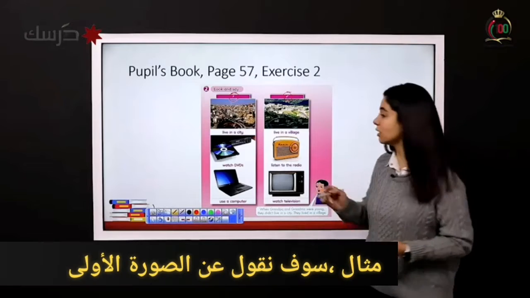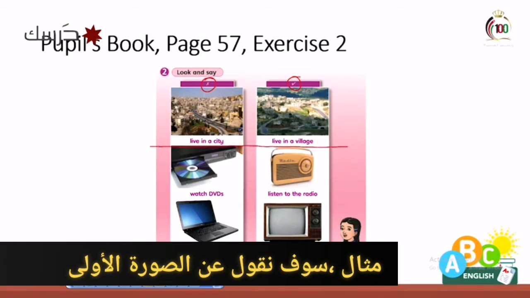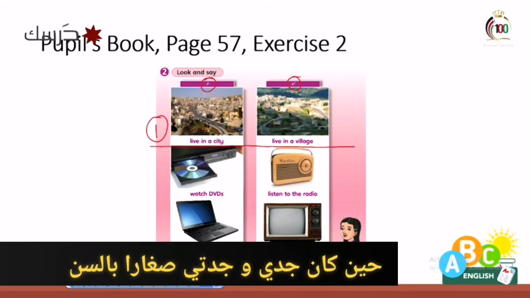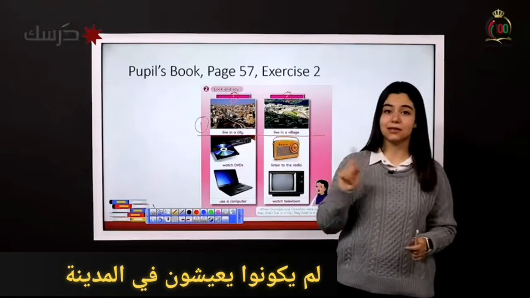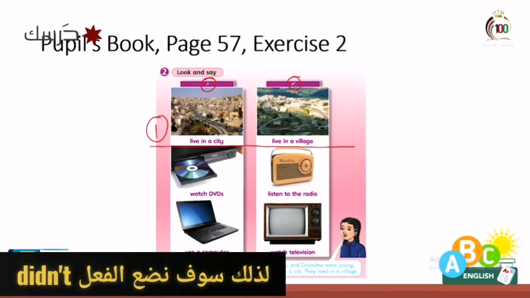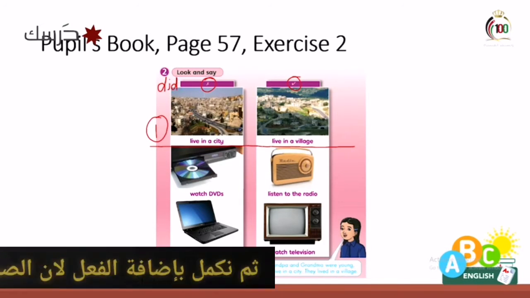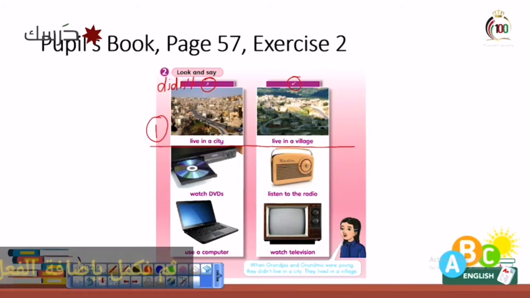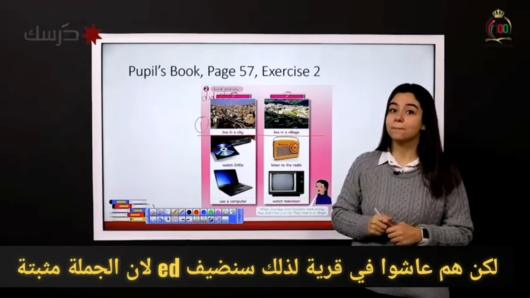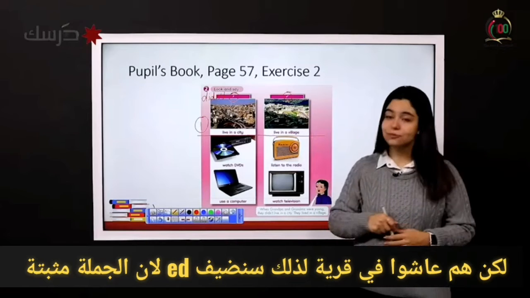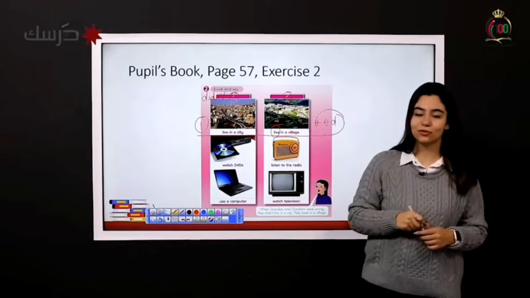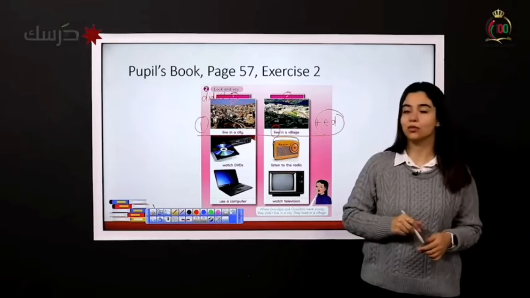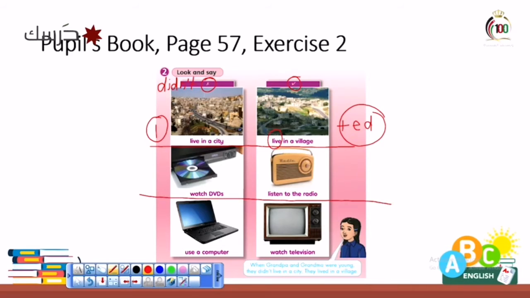For example, we are going to say for the first one, when Grandma and Grandpa were young, they didn't live in a city. So over here we are going to put didn't and then the verb as it is because we have a cross or an X. But they lived in a village. So we are going to use the verb in the past and add ed because it's affirmative or correct. Let's do the following ones together. We're going to do this sentence now.